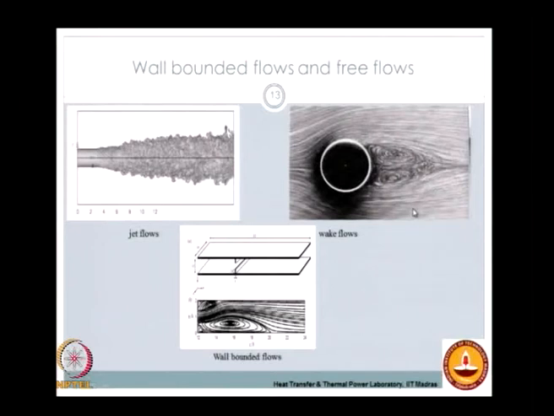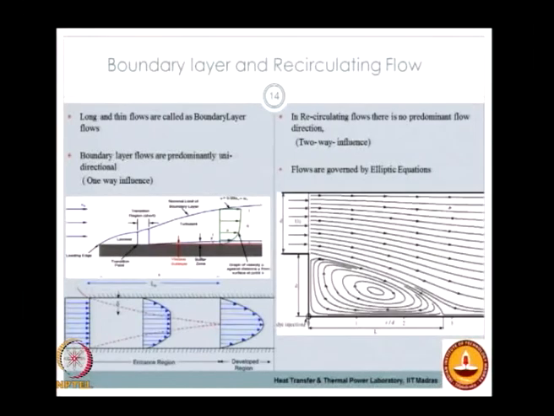So in this particular course we will be focusing on wall bounded flows in great detail, because focusing on jet flows and wake flows as well would be very exhaustive, and we do not have a sufficient number of lecture hours. So we will focus particularly on external wall flows as well as internal wall bounded flows.